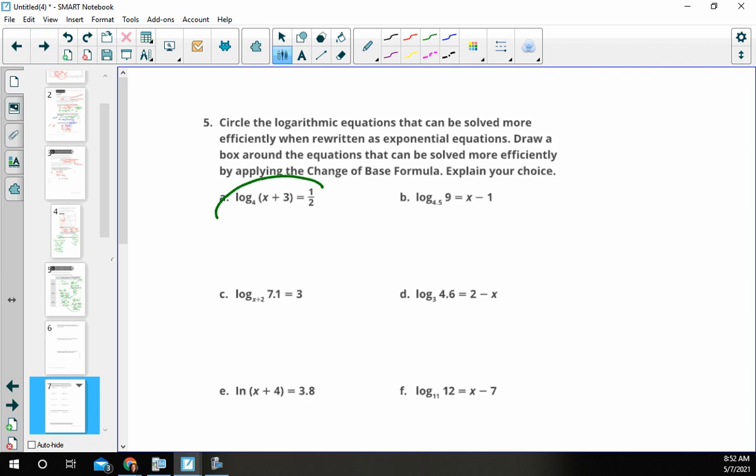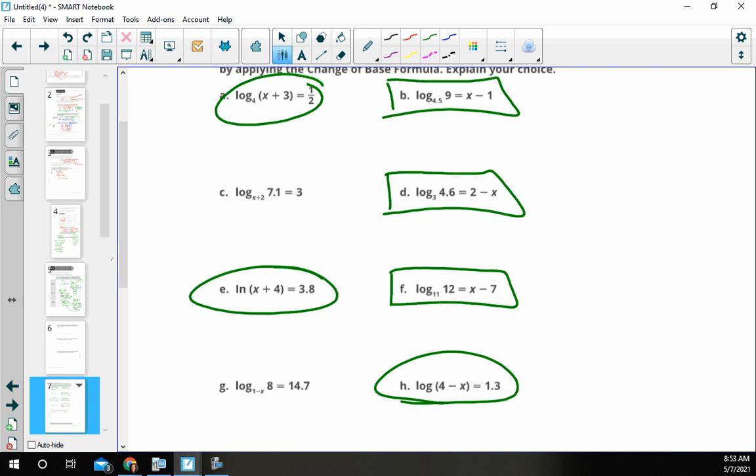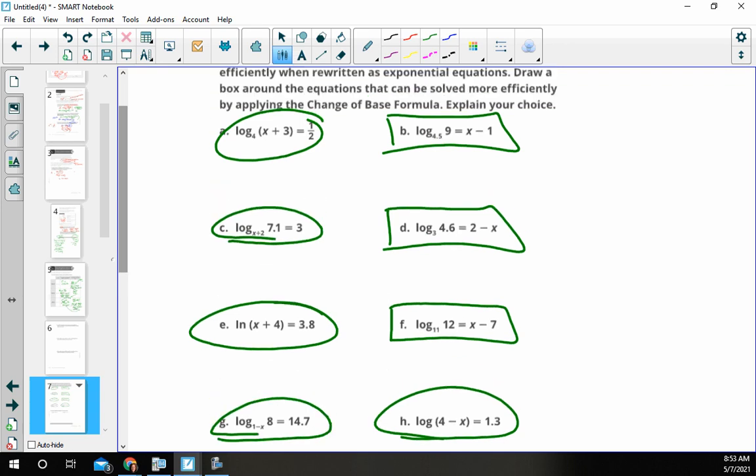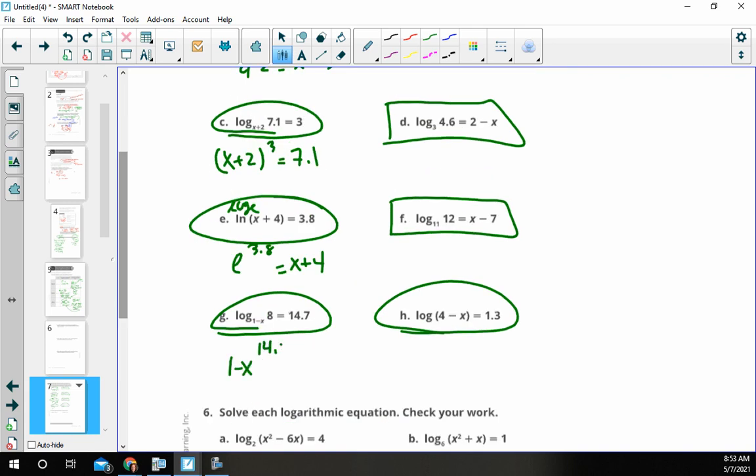Okay, so I'm going to flip these answers in here real quick on what Carnegie kind of prefers. Okay, so this one, it would be 4 to the 1/2 is equal to x plus 3. That one's pretty easy. This is x plus 2 cubed is equal to 7.1. So I would cube root and subtract 2. Okay, this one, if it was written as log base e, it would be e to the 3.8 is equal to x plus 4. Okay, this one I would have 1 minus x to the 14.7 is equal to 8.